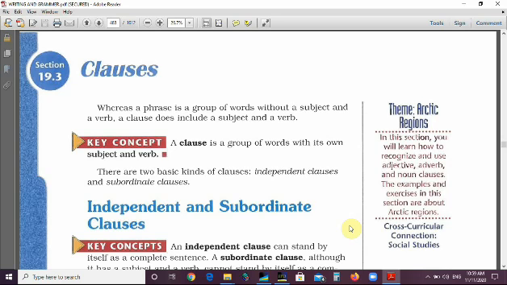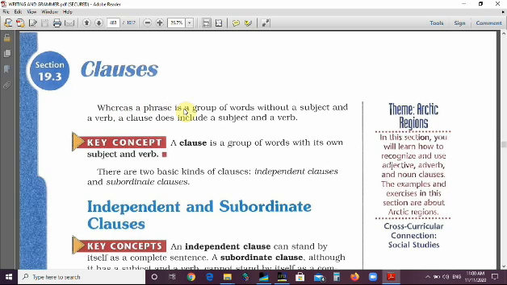Today we're going to do clauses. This is chapter 19, part 3. We did chapter 19, parts 1 and 2 in term 1, and this is the beginning of term 2, clauses.